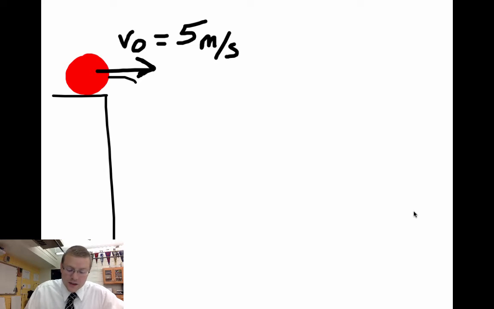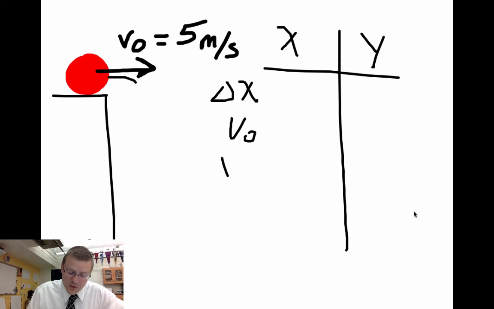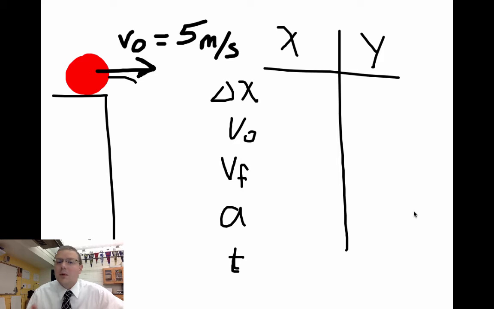The way I like to set these up is put an x and y column, and in each of the columns, what you're going to be looking for is a displacement, so a change in x or a change in y. You're going to be looking for an initial speed, a final speed, an acceleration, and a time. Those are the 5 variables you're going to look for on both sides.